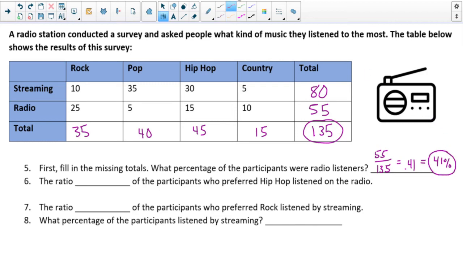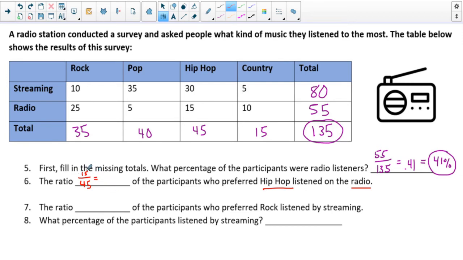All right, what about the next one? What's the ratio of participants who preferred hip hop that listened on the radio? For the radio listeners, the hip hop listeners are 45. They preferred hip hop. And who listened on the radio? Looks like 15 of them. So be careful with that. I almost flipped those around because I didn't read it the right way. So just be careful that you're reading that.